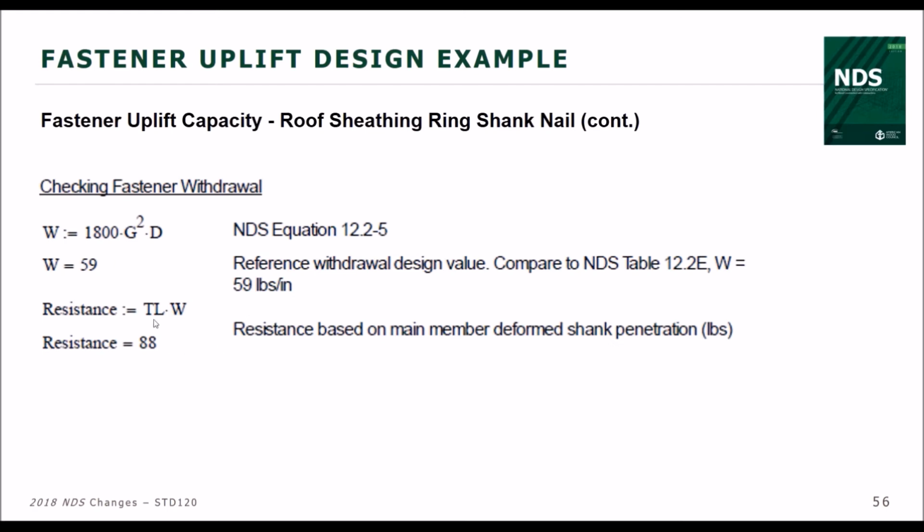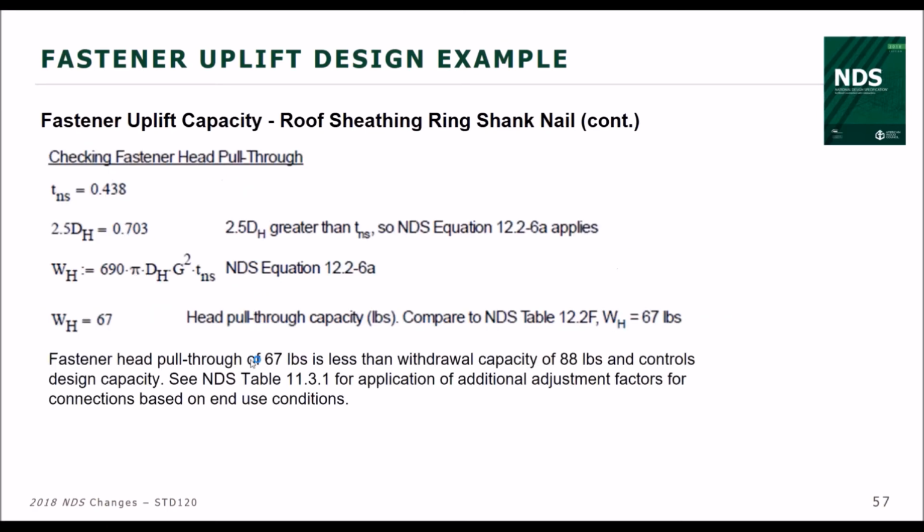Then times the TL, which is the thread length, not the nail length, takes us from 59 to 88 pounds of withdrawal capacity. So that's what we've had up until now. That was it for the design. But since we've increased the withdrawal capacities of some of these nails, that creates perhaps a weak link with head pull-through.